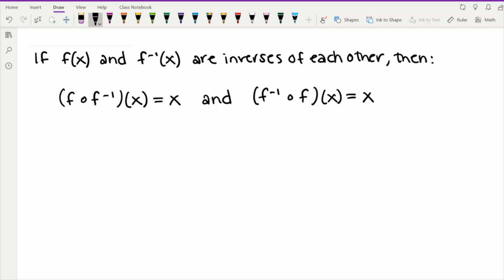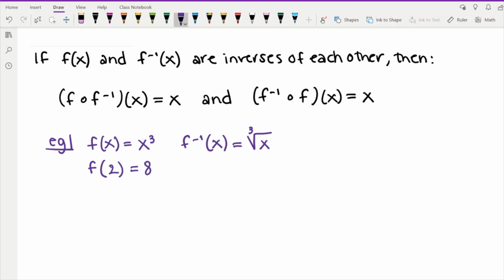So what does this mean? How can we interpret this? It's basically saying that the inverse function and the original function, the inverse functions of each other, cancel each other out. So I want to show you an example with numbers, and then we'll see an example with formulas. For example, let's say that we have the function f of x equals x cubed, and the function f inverse of x equals cube root of x. As we talked about earlier, f of 2 is equal to 8, and f inverse of 8 is equal to 2.